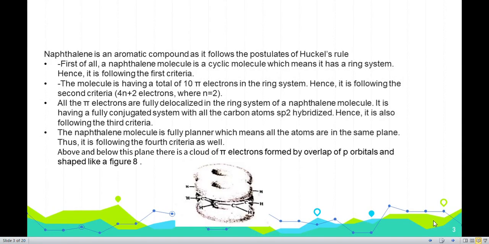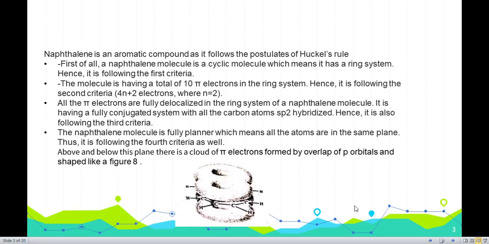Naphthalene is an aromatic compound as it follows the following postulates of Huckel rule. First of all, the naphthalene molecule is a cyclic molecule, which means it has a ring system, hence following the first criteria. The molecule has a total of 10 pi electrons in the ring system, following the second criteria, 4n plus 2 electrons where n equals 2.